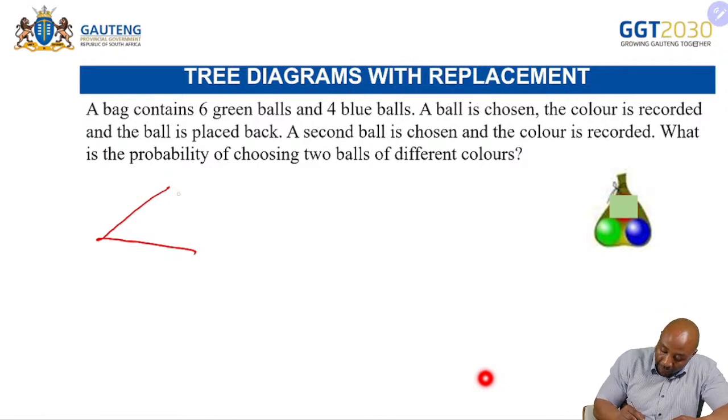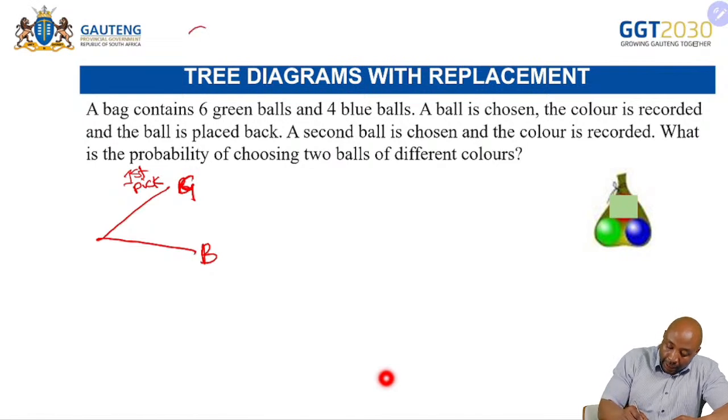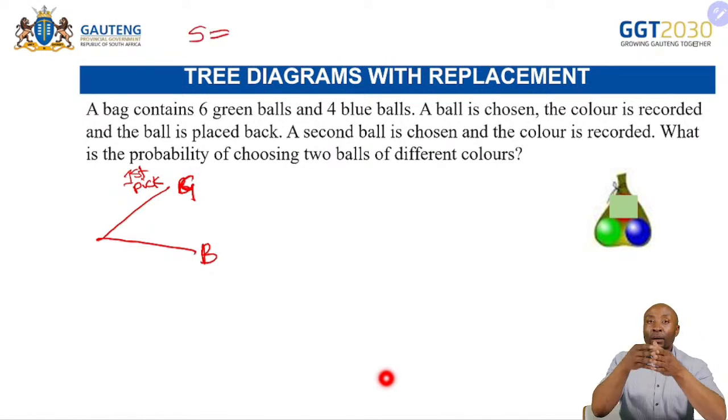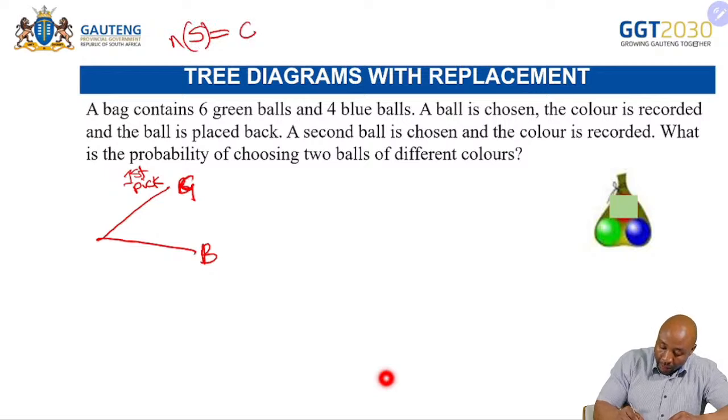So we can have choosing a ball. So we can say this is the first, because you are picking first pick or first choice. You can get a blue ball, or let me start with green on top. Yeah, green and blue. Now remember, in this case, our sample space becomes the number of balls in the bag. So don't forget, the number in our sample space is going to be 6 plus 4, giving us 10.